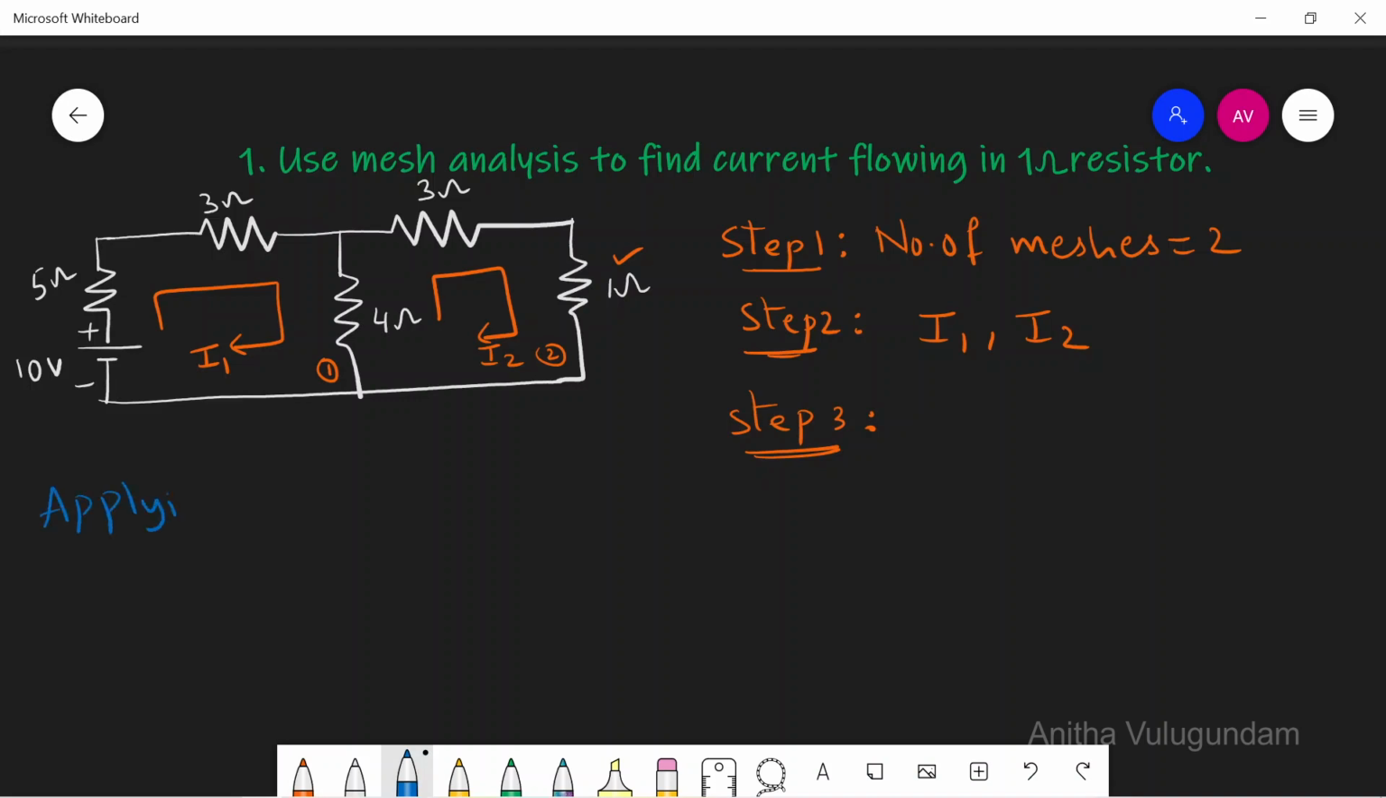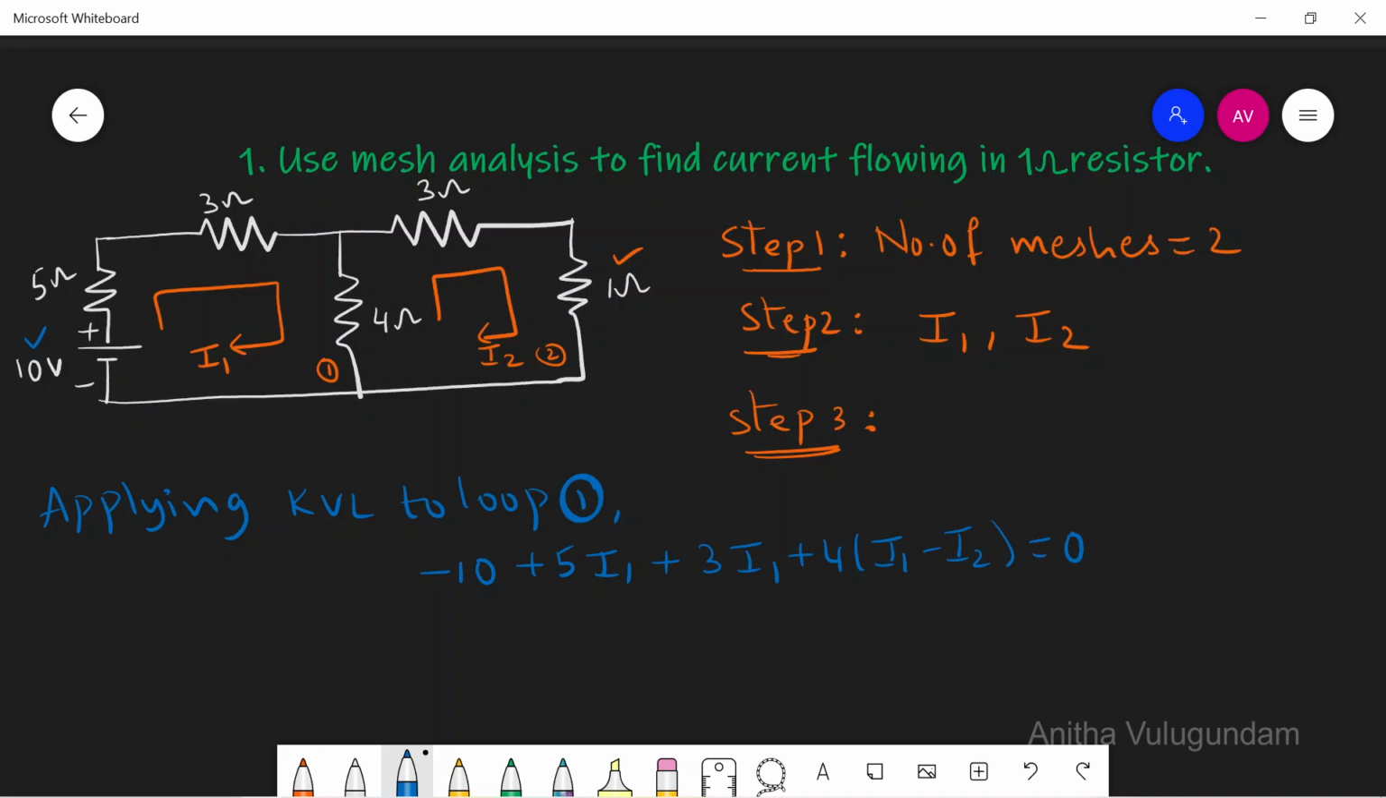I'll apply KVL to loop 1 or mesh 1. We can write here starting with 10 volts, minus 10 plus 5 into I1 because only I1 current is flowing in this resistor. Next plus 3 I1 plus 4 into I1 minus I2 equal to 0.